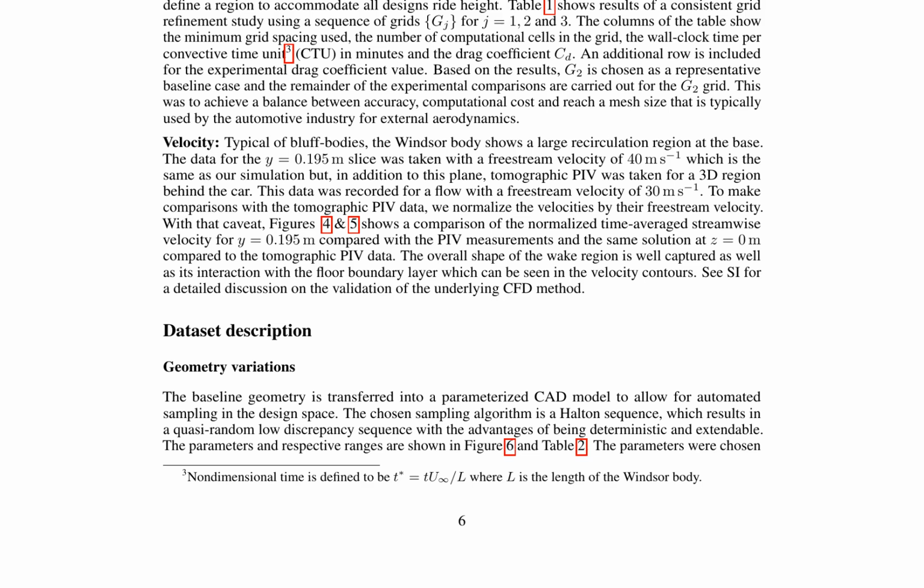To enable automated sampling in the design space, the baseline geometry is transformed into a parameterized CAD model. A Halton sequence is employed as the sampling algorithm, generating a quasi-random low discrepancy sequence that is deterministic and extendable. The parameters and their respective ranges are illustrated in Figure 6 and Table 2. These chosen parameters are used to create geometry variations, which will be utilized in subsequent simulations.